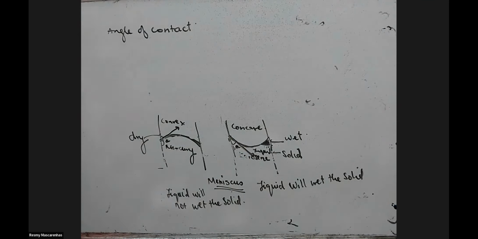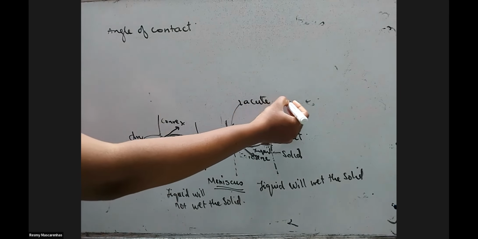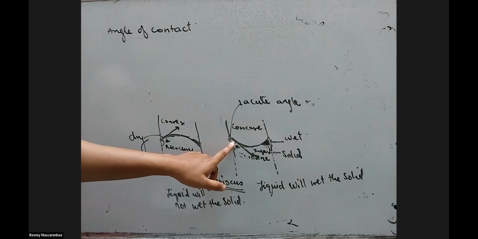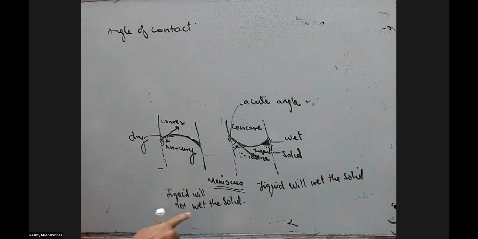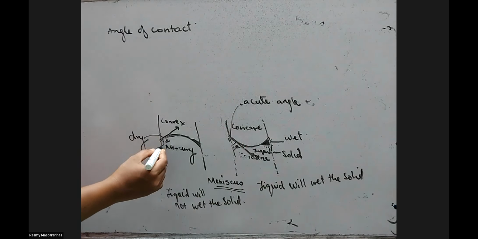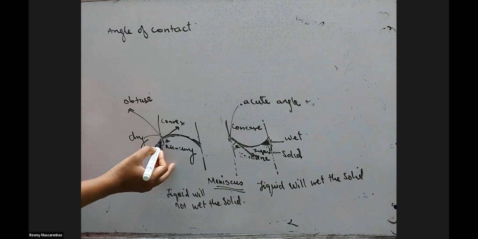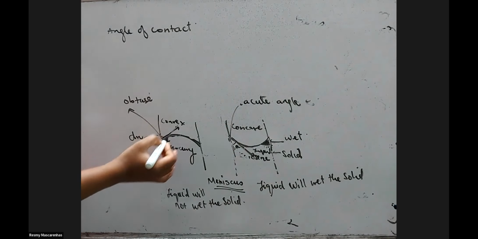So for kerosene, this is an acute angle. Whenever the liquid will wet the solid, that angle is acute. Whenever the liquid will not wet the solid, meaning this part is dry, that time you will have an obtuse angle, meaning more than 90 degrees. Obviously with reference to this line, that is an obtuse angle.